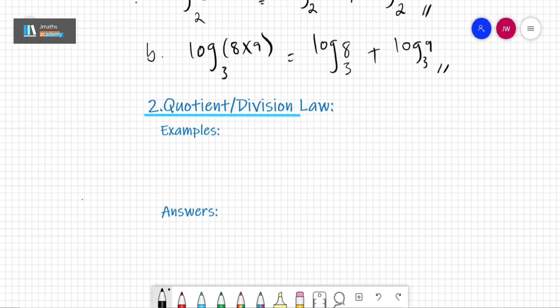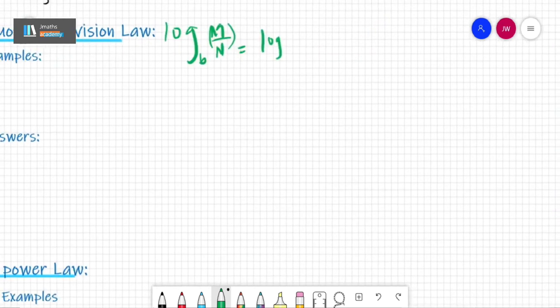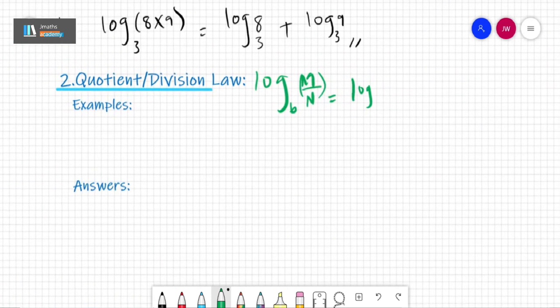Alright, for the next law, which is the quotient law, it states that the logarithm of m divided by n all to base b is going to give us the logarithm of m to base b minus the logarithm of n to base b, and that's all for that. Okay, so here are some examples for you.